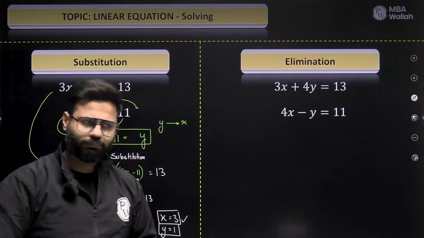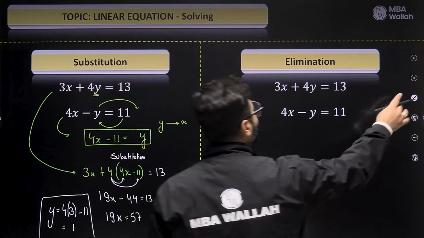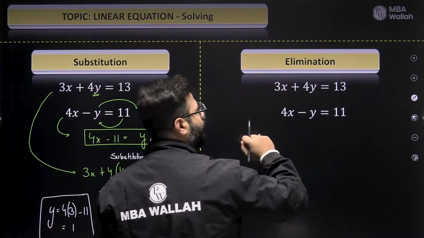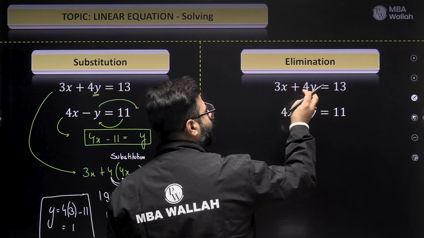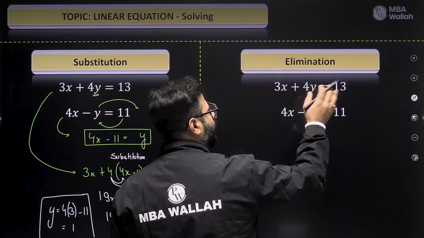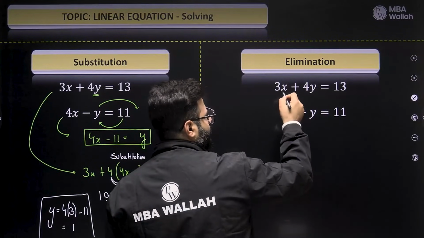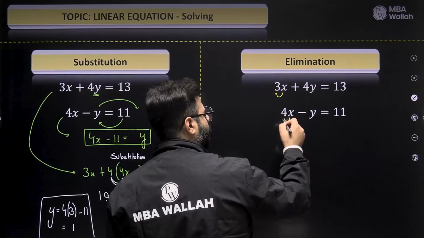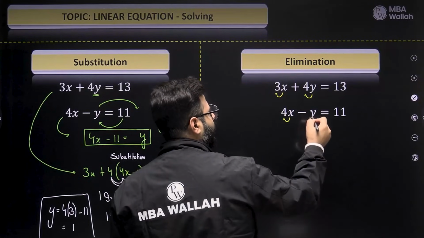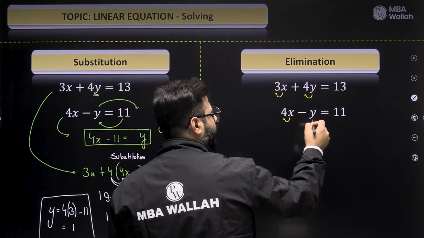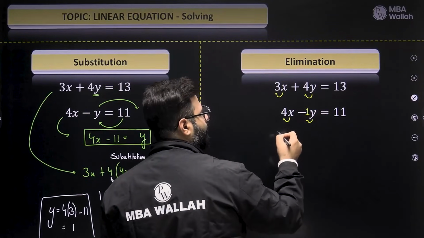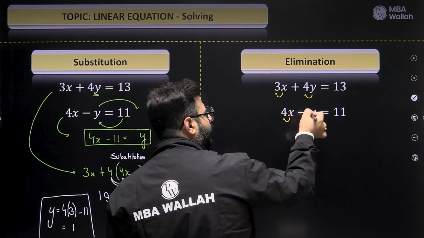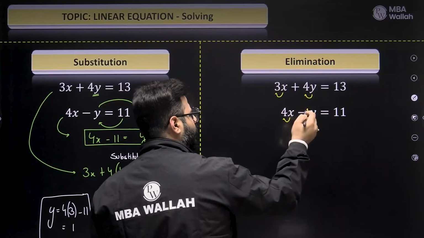Elimination method. The idea is to eliminate a variable. How to eliminate a variable? Focus on the coefficients. Try to make one of the coefficients the same for a particular variable. Now x has 3, x has 4, y has 4, y has 1. If nothing is written, you can write it as 1y. And now, how can I make this 1 as 4? It will be very easy to make 1 into 4.